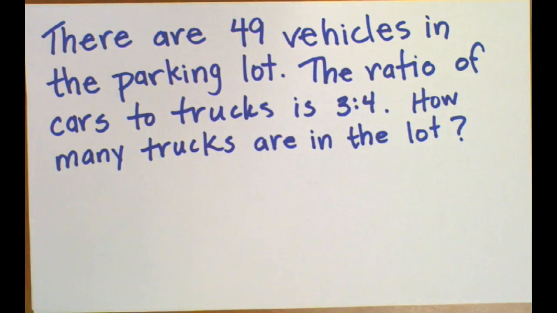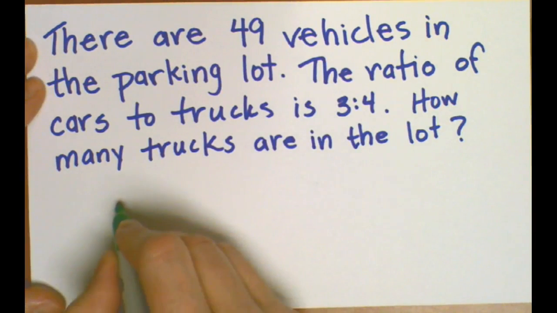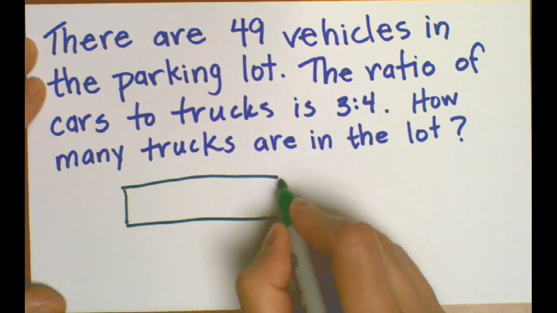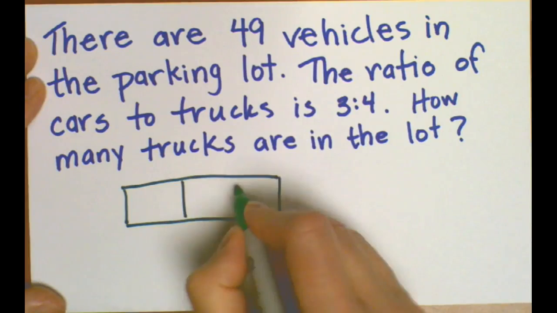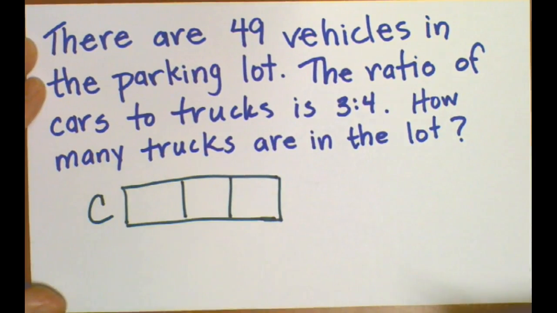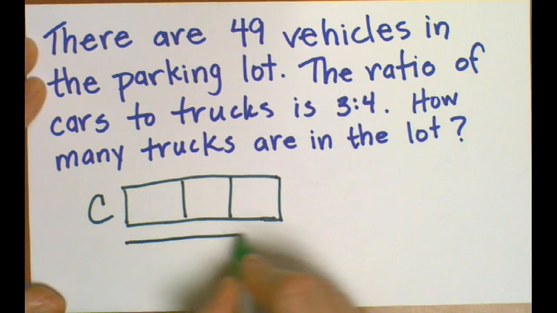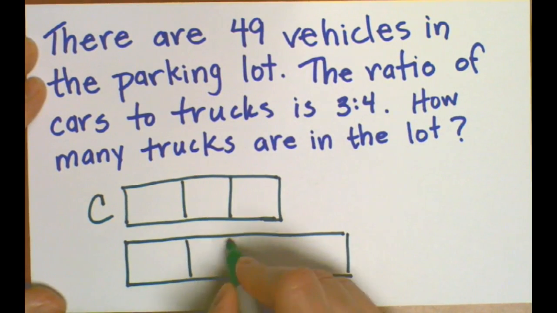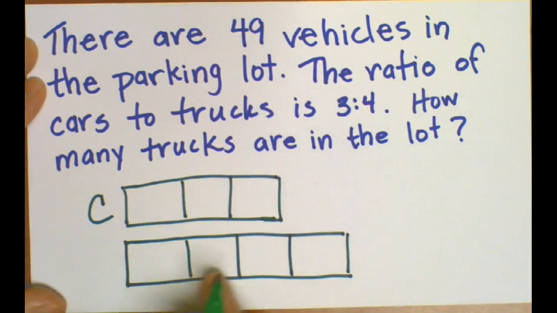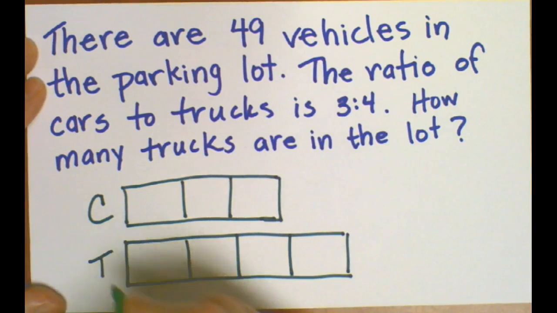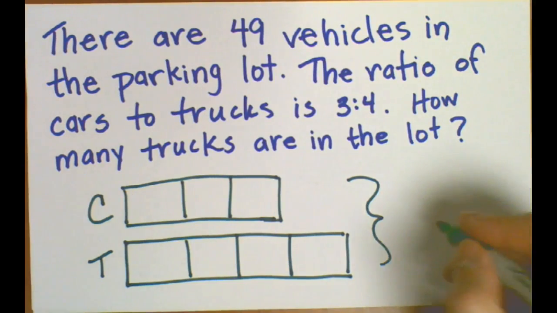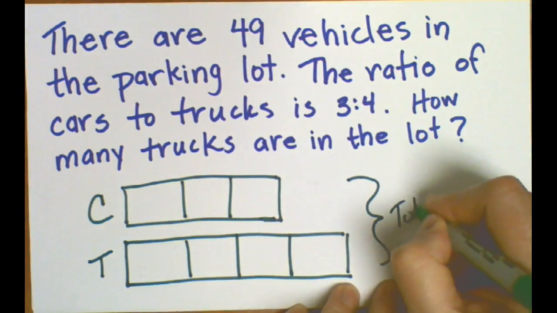Again, we want to approach this from a bar model frame of mind. And so we start out by drawing our ratio, our relationship. And the relationship is that for every 1, 2, 3 cars, there are 1, 2, 3, 4 trucks. And again, we have to look at that hidden number, and that is going to be the total.